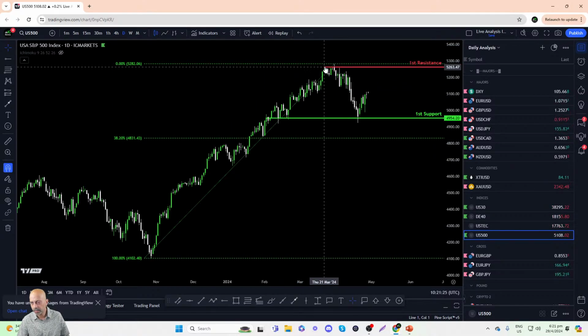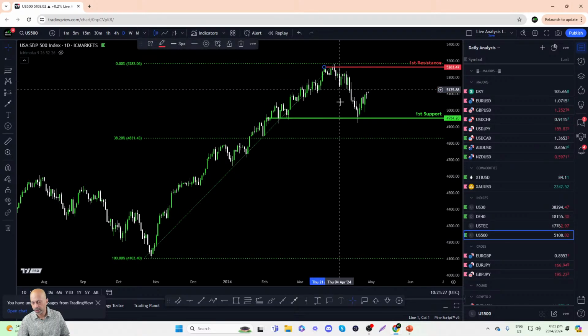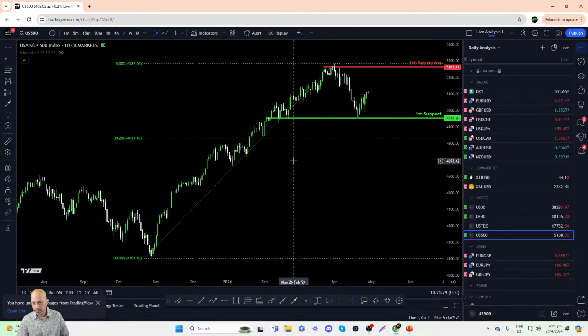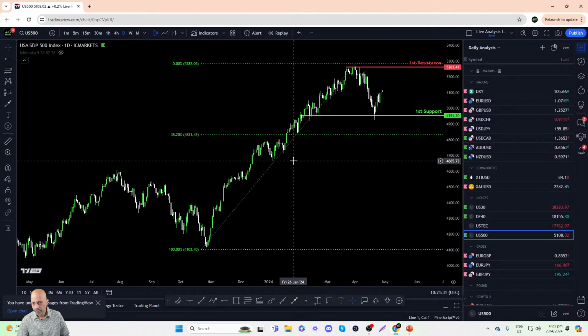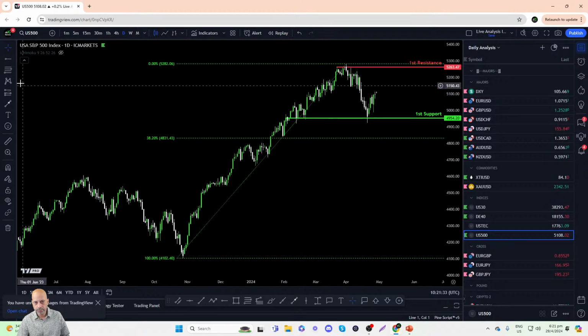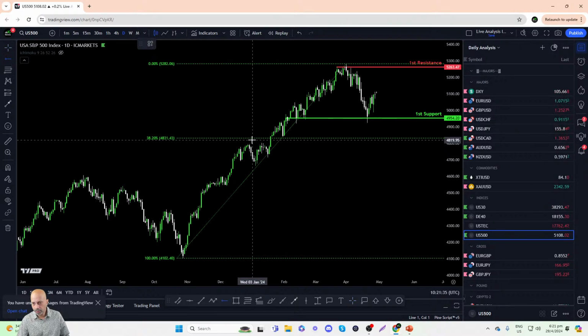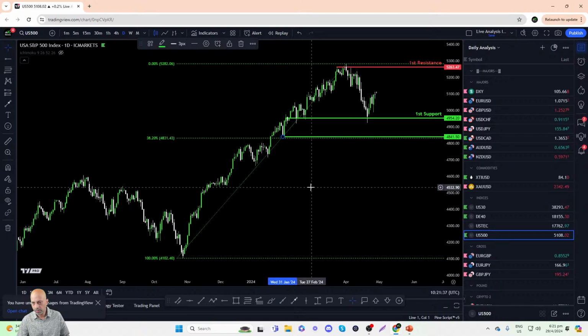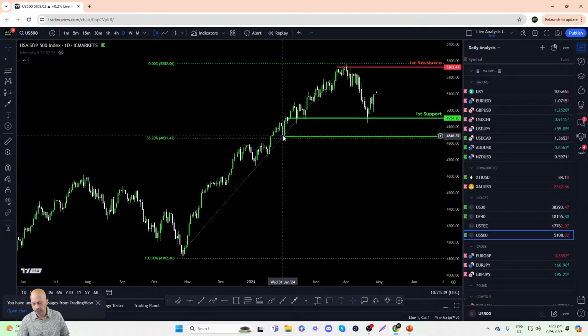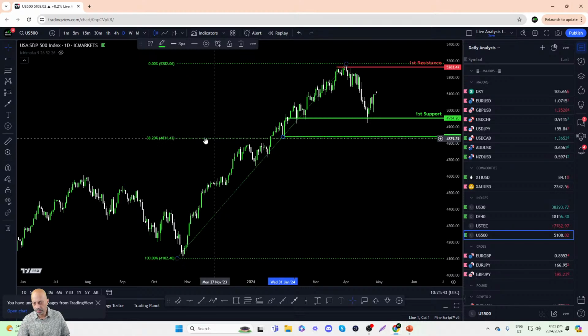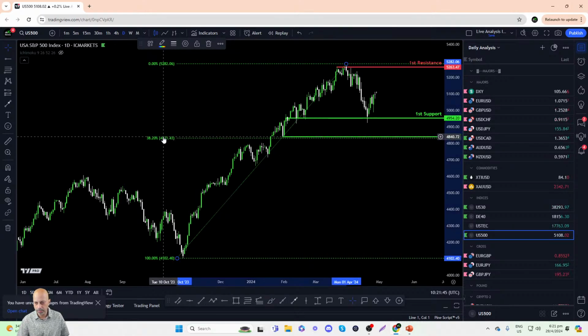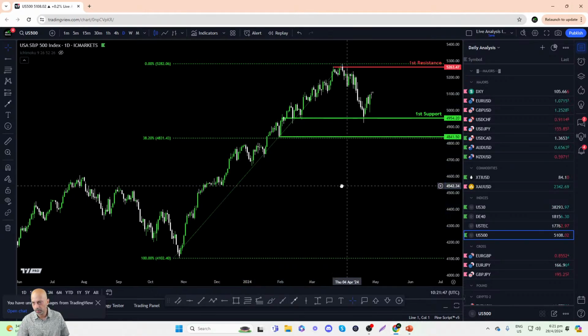First resistance clearly is close to where the all-time high took place. If I were to identify the second support for US 500, it would be this pullback that occurred on 31st of January. We can also see that the 38.2% Fibonacci retracement aligned very well with this pullback.